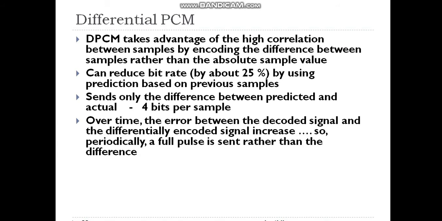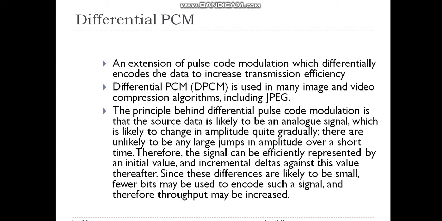So differential pulse code modulation takes advantage of the high correlation between samples by encoding the difference between the samples rather than the absolute sample value. You can reduce the bit rate by about 25% by using prediction based on the previous samples, since only the difference between the predicted and the actual values is coded, maybe 4 bits per sample. We will see the upcoming slide. Over time, the error between the decoded signal and the differentially encoded signal increases, so periodically a full pulse is sent rather than the difference. It is an extension of pulse code modulation which differentially encodes the data to increase the transmission efficiency.